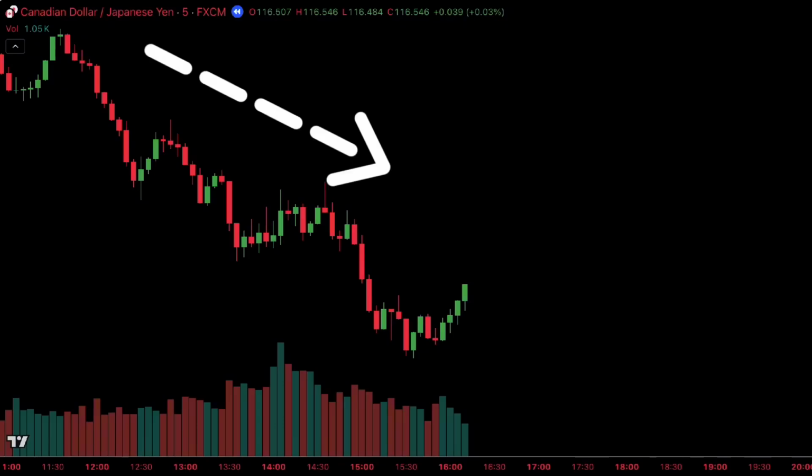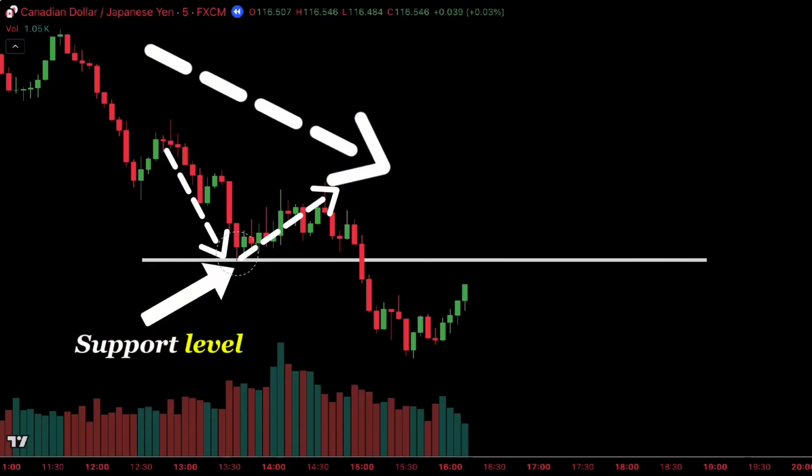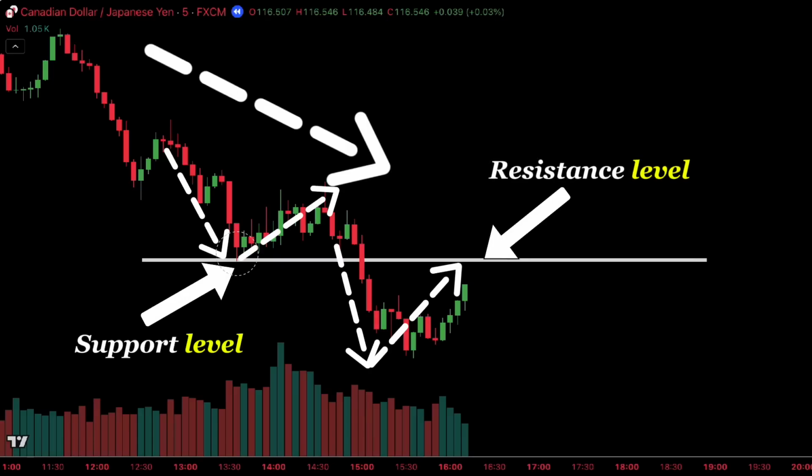Here the market is trending down. We first see an impulsive move to the downside, followed by a retracement. The point where the impulsive move ends and the retracement begins acts as a support level. Now pay close attention. The market comes back and breaks below this support level, then retraces back to it. At this point, the level flips and becomes resistance. And this is what we call a flip level.